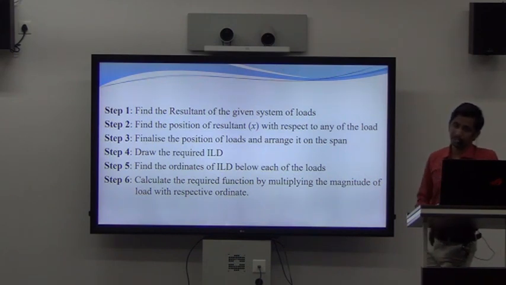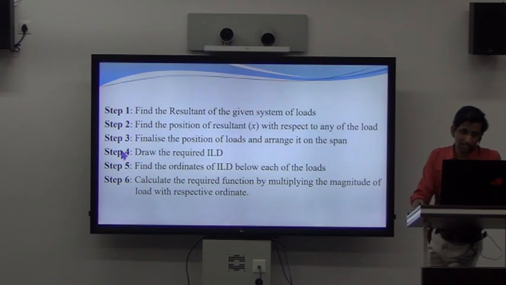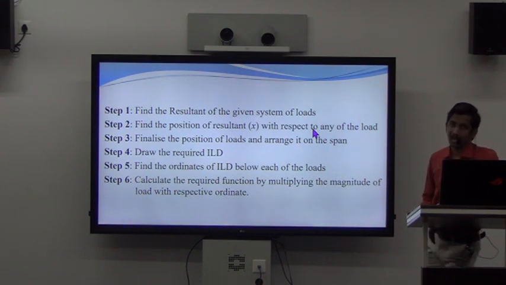Once you have done that, in the next step, you have to find the position of the resultant with respect to any of the loads. So once you know the magnitude of the resultant, in the next step, we will fix the position of the resultant, or we will find out where the resultant is actually acting. And for this, we will take the help of any other load. So we will say that our resultant is acting at a distance of, say, x units to the left or right of any of the specified loads. So we will see these things in detail when we proceed.